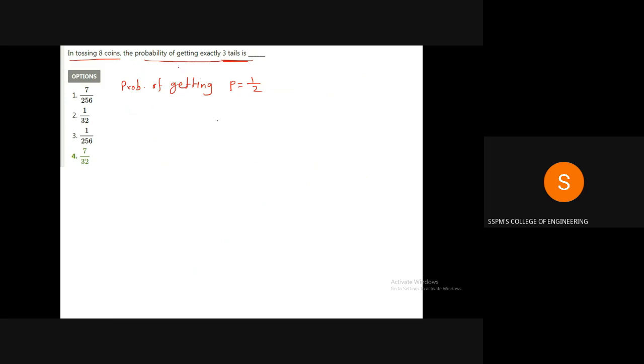So p is equal to half. We know that for a binomial distribution, p plus q is equal to 1. So q is equal to 1 minus p, which is 1 minus half, that is half. Okay, this is our binomial distribution. And what is given here? How many coins are we tossing? 8 coins. So n is equal to the number of coins, which is 8.